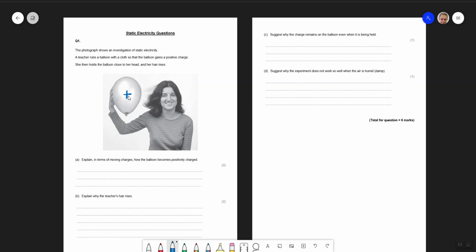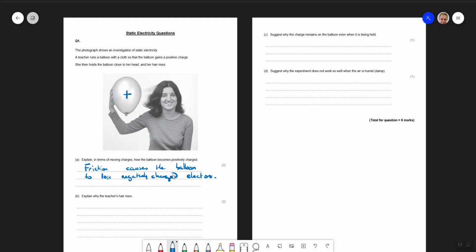Explain in terms of moving charges how the balloon becomes positively charged. So I would say that friction causes the balloon to lose negatively charged electrons. Once we've rubbed it, we've got a positive charge there.